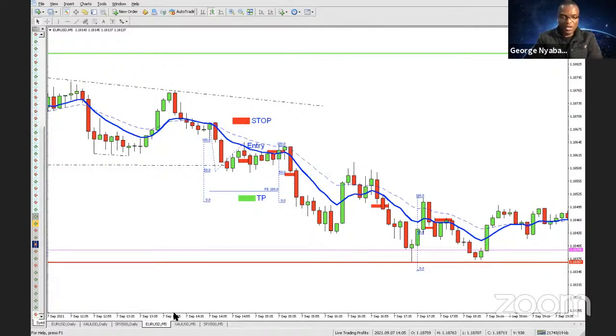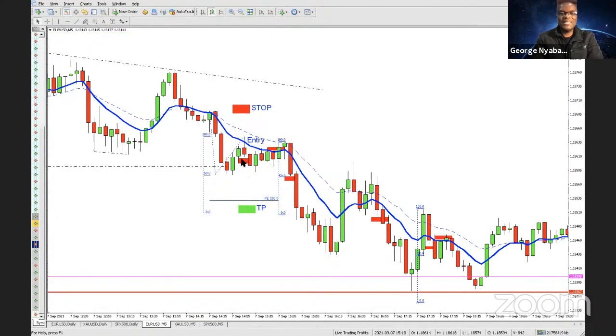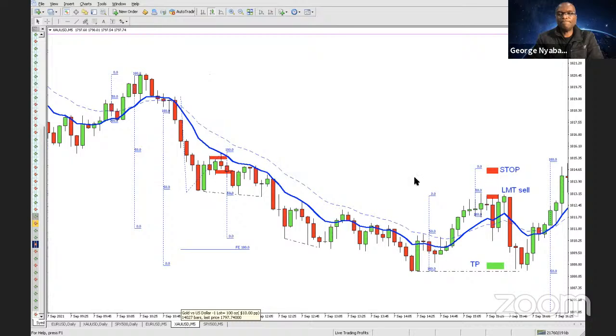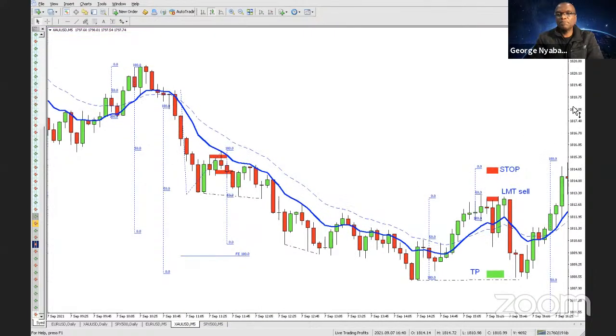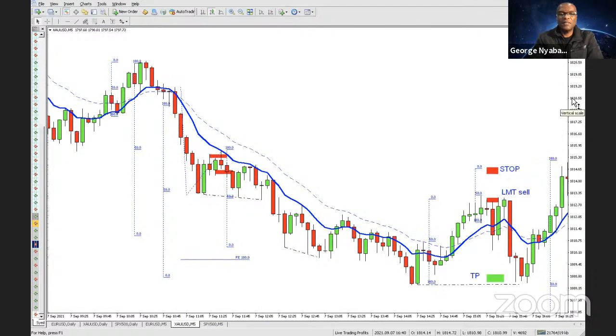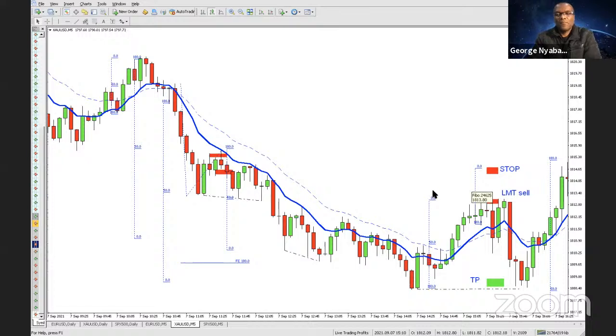Let's have a look at the limit order. So on euro, my trade was a stop order trade. I didn't use the limit order because I was already in the trade. But on gold, gold was interesting. So I came into the market somewhere around midday. So all of this, I'll talk to you about just now. All of this occurred before my time.